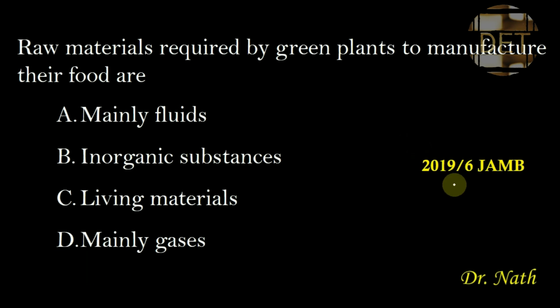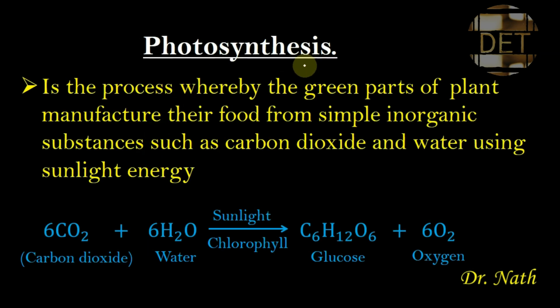In this video, we're looking at this number 6 JAMB question in the year 2019. The question is, raw materials required by green plants to manufacture their food are: A. Mainly fluids, B. Inorganic substances, C. Living materials, and D. Mainly gases. This 2019 question is from the topic photosynthesis.